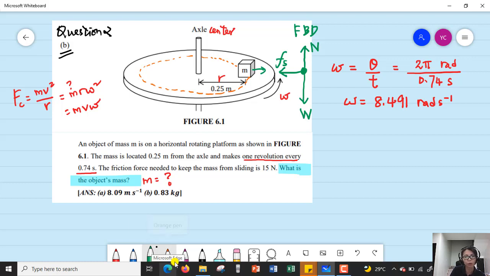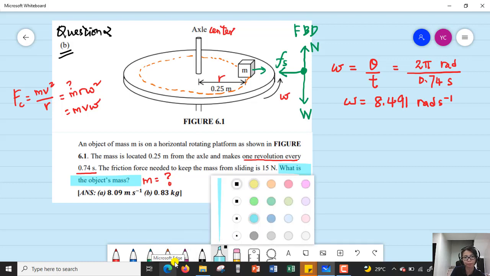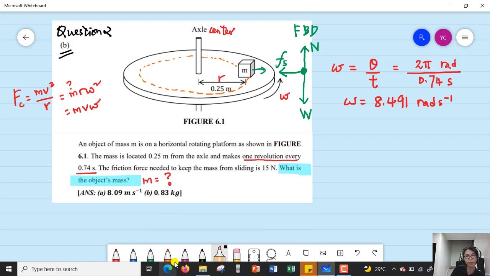So when you draw the FBD, you can see very obviously what force is pointing towards the center? Yes, the friction force is pointing towards the center of the circle. So we know that our static friction force will be our centripetal force.